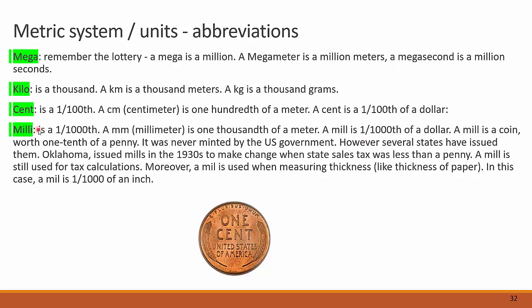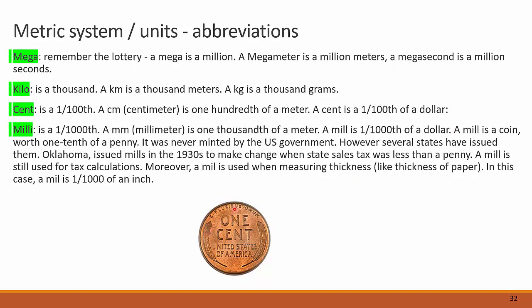Now the next abbreviation is a milli. A milli is 1,000th of the unit. So a millimeter is 1 meter divided by 1,000. A mil, actually, in US currency, it is used. It is not a legal tender. You cannot get it from the US government. It was never minted by the US government. But it is used in tax calculations. They use the mils. So a mil is 1,000th of a dollar.